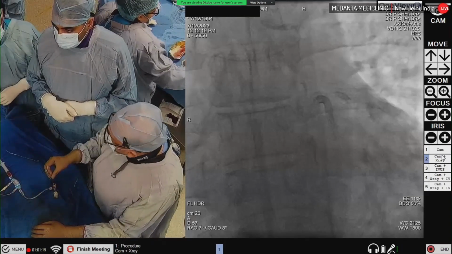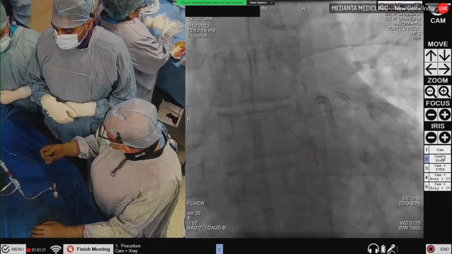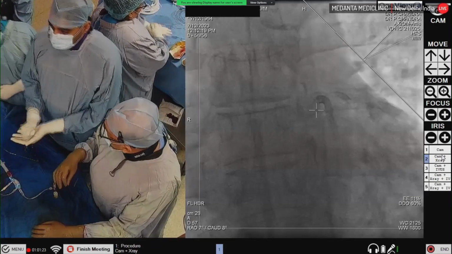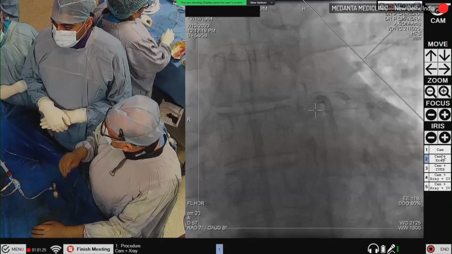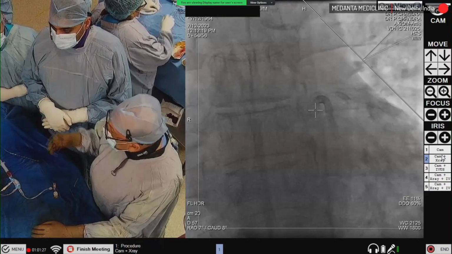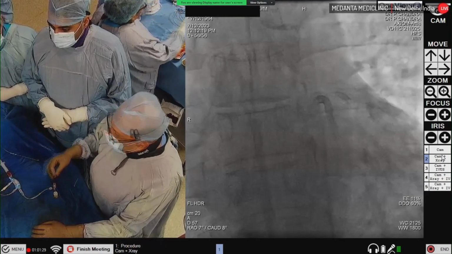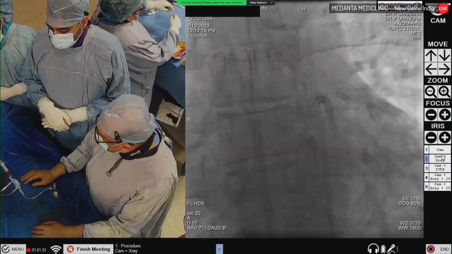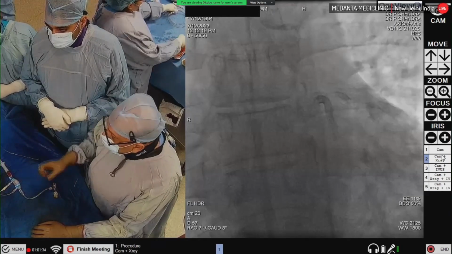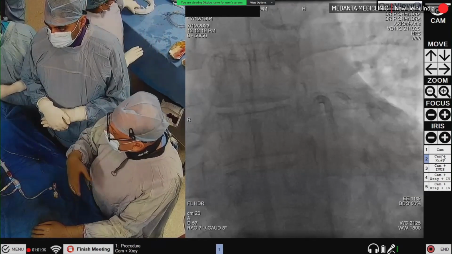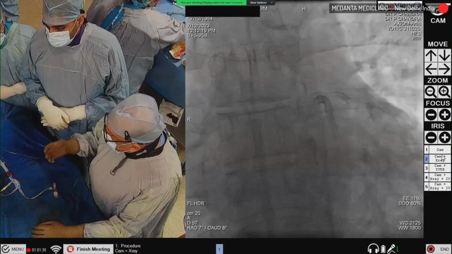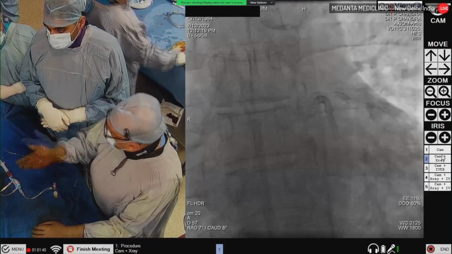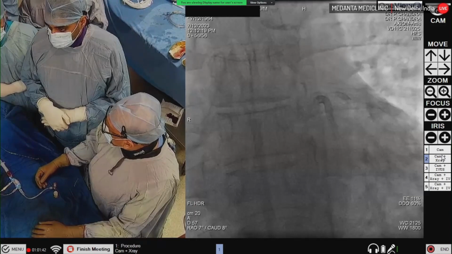Basically, if there is a dissection, generally we see what kind of dissection it is. If it is up to grade 2 dissection, we leave it. If it is a non-flow limiting dissection, we leave it, because these dissections have a tendency to heal, so the natural healing process also happens. In case the dissection is flow limiting, like a spiral, and the flow is getting impeded, then you stent it. That's the way to go.